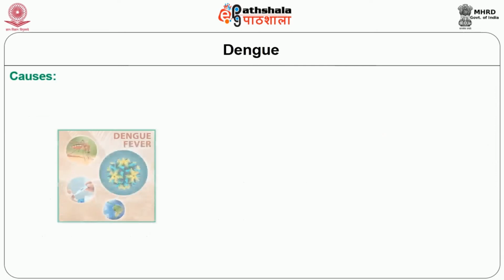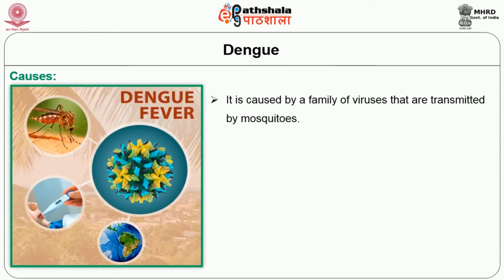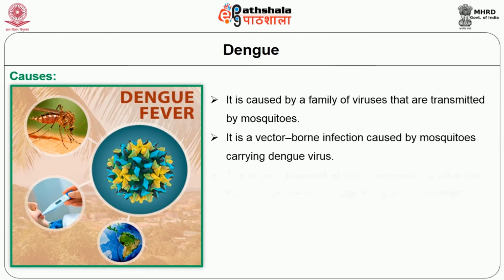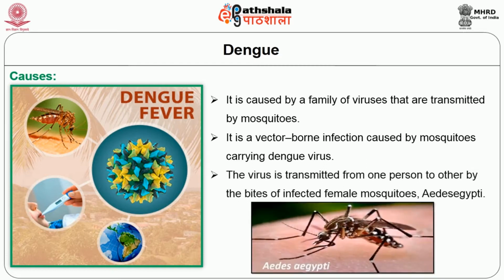Coming to the causes, dengue fever is caused by a family of viruses that are transmitted by mosquitoes. Dengue fever is a vector-borne infection caused by mosquitoes carrying the dengue virus. The virus is transmitted from one person to another by the bite of infected female Aedes aegypti mosquitoes.